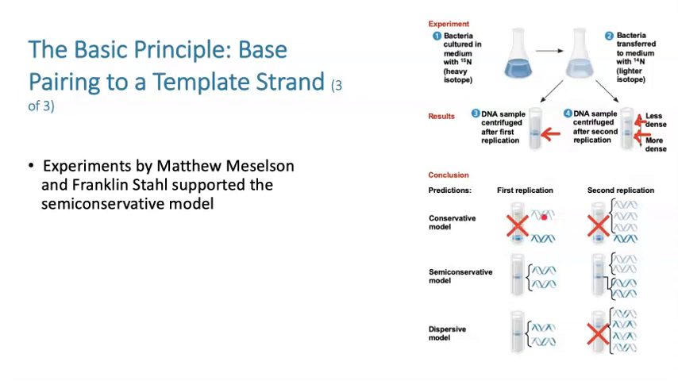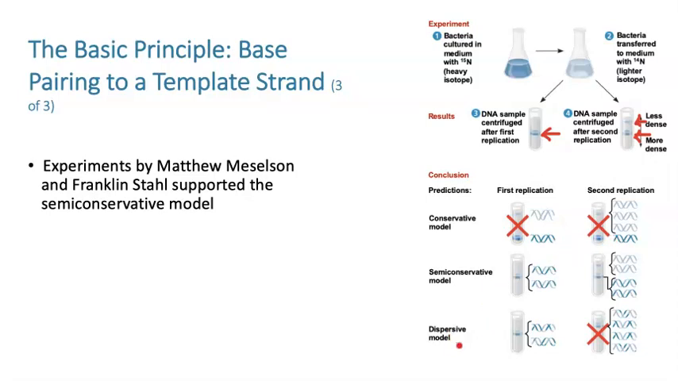Because if it had been conservative, there would have been a mixture after the first replication, and after the second replication there would have been a lot of those daughter ones and very little of the parental ones. So you would have seen a difference in the amount of that DNA.